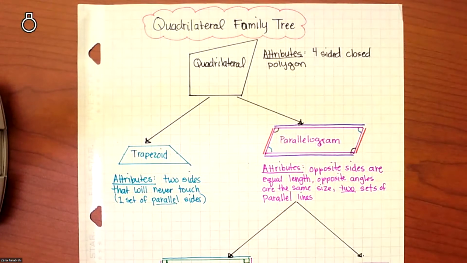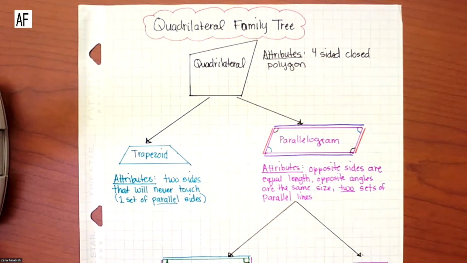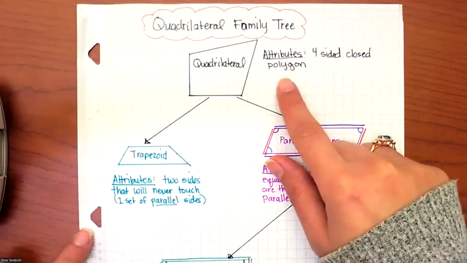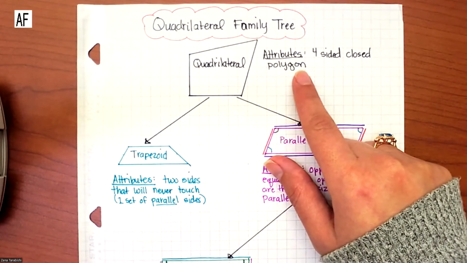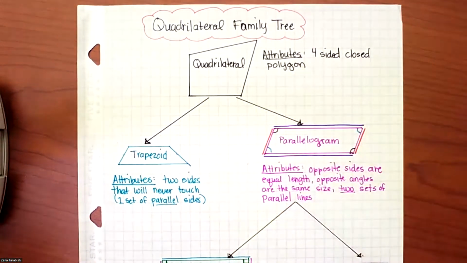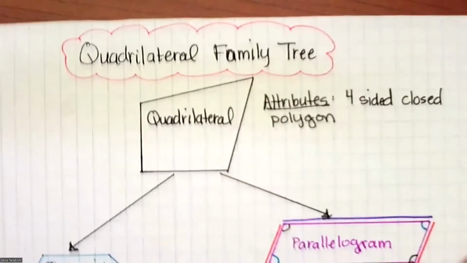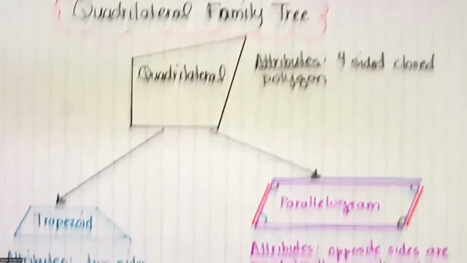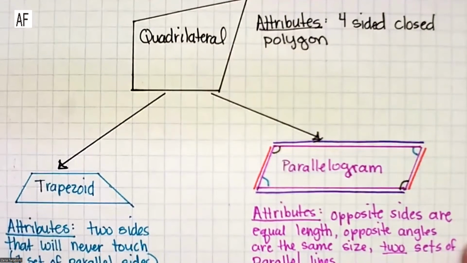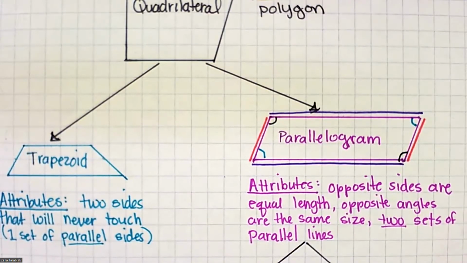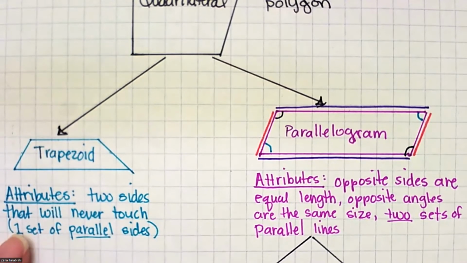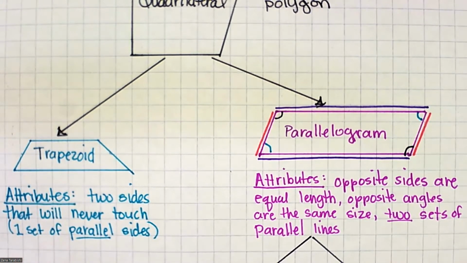Now, a quadrilateral, we said the attributes of a quadrilateral is that it just needs to be a four-sided polygon, four-sided shape. I'm getting a little bit closer for you guys to see it better. All right. Now, quadrilaterals are split into two groups. They're split into trapezoids and into parallelograms.